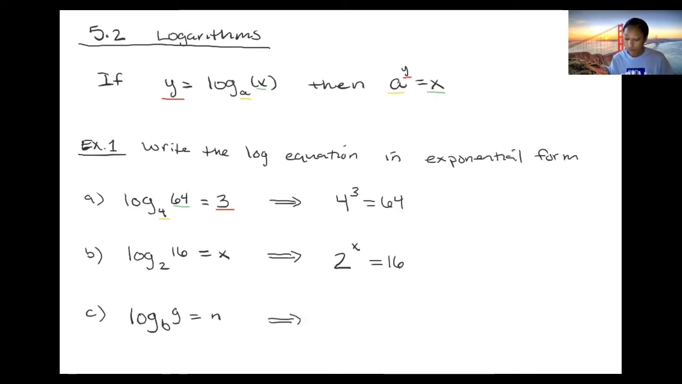All right, and last one, log base b of g equals n. The base is b. The exponent would be n because the logarithm is equal to n. And then b to the n should be equal to g, according to this logarithmic form. Every single log equation has an equivalent exponential equation. And you should be able to go back and forth between the two.